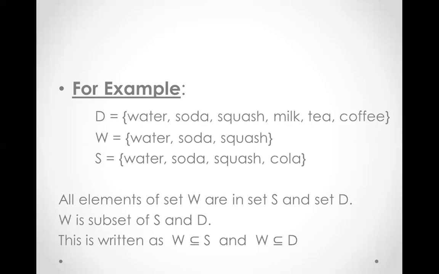Now S is not a subset of D because here we have cola in S, but in set D we do not have cola. So it is not a subset. S is not a subset of D, while W is a subset of D, and W is also a subset of S.